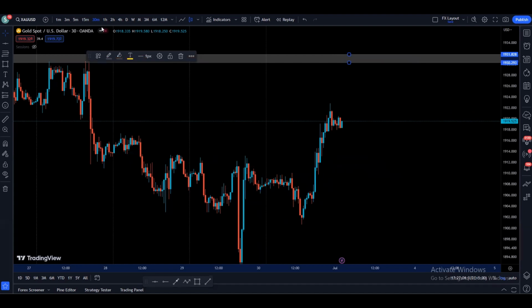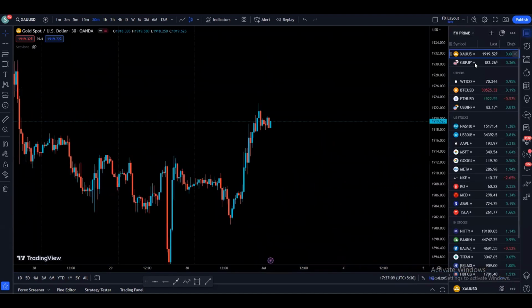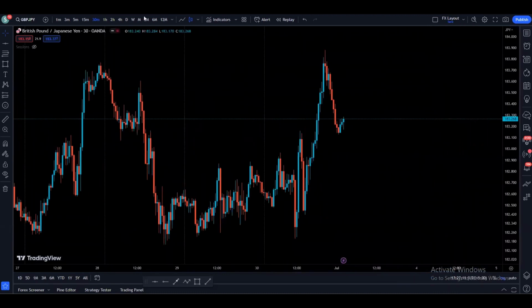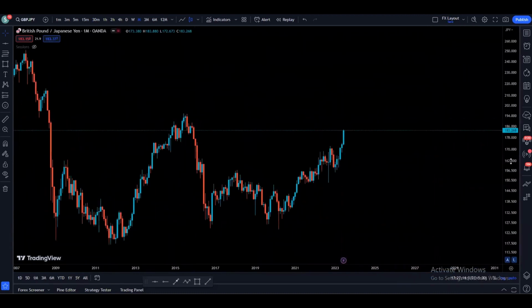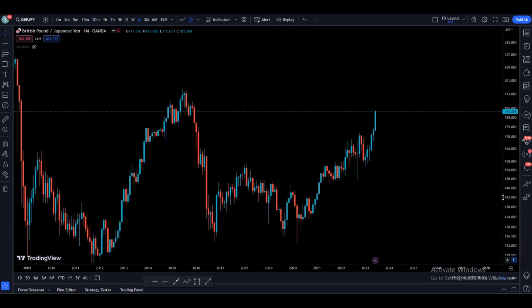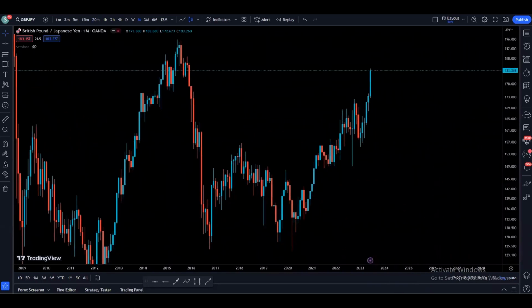Now let's go to our next pair, which is GJ. Let's start our analysis with the monthly time frame. So now GJ on the monthly time frame, we can see that the market structure is very much bullish, because we are making higher highs and higher lows. So as we can see, we created a high, higher low, higher high, higher low, and then we broke the previous high, created a higher high. So we are bullish on the monthly time frame.